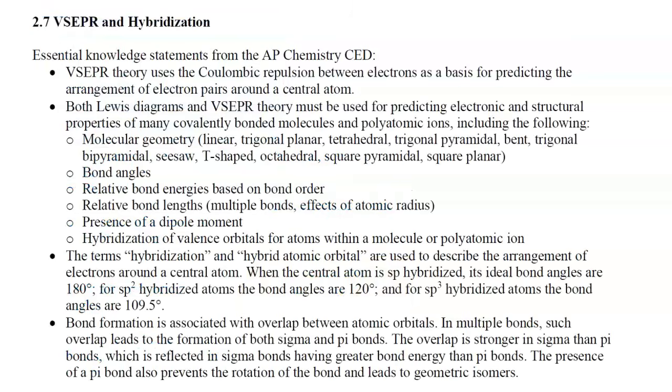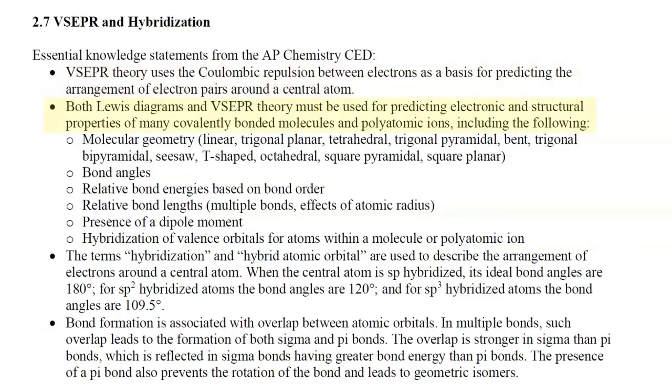Topic 2.7, VSEPR and Hybridization. Here are some essential knowledge statements from the AP Chemistry course and exam description. VSEPR theory uses the Coulombic repulsion between electrons as a basis for predicting the arrangement of electron pairs around a central atom.